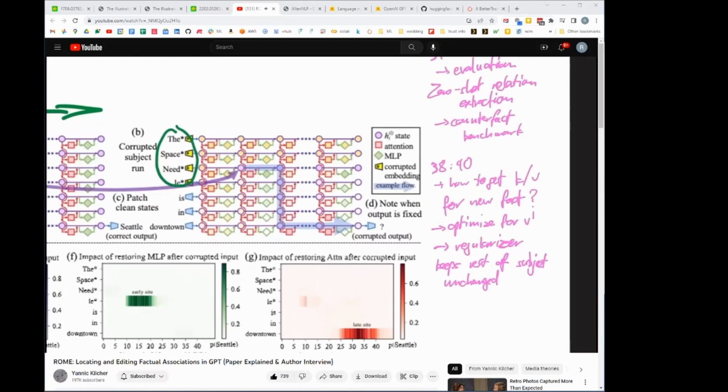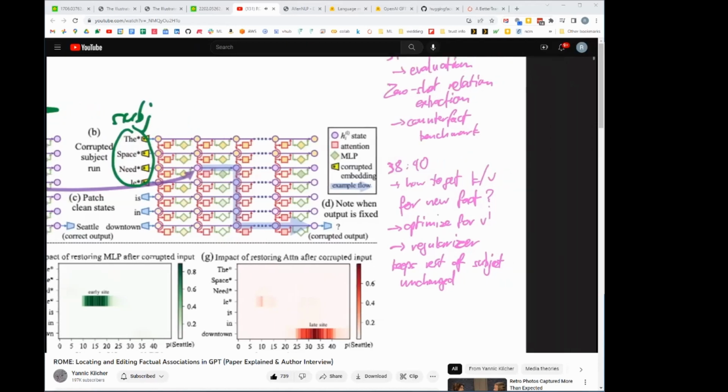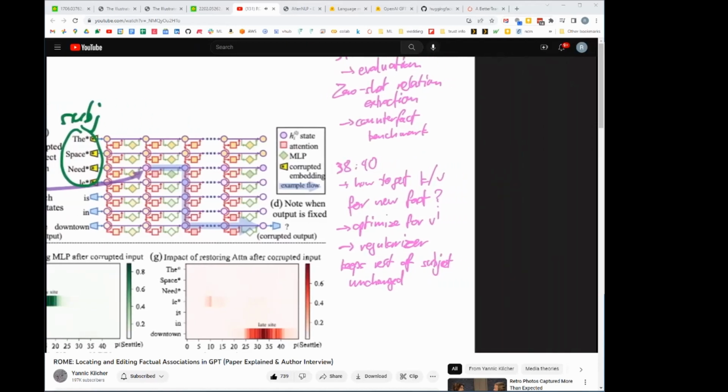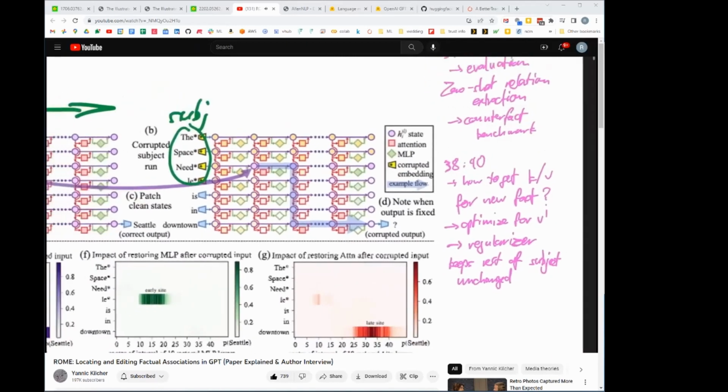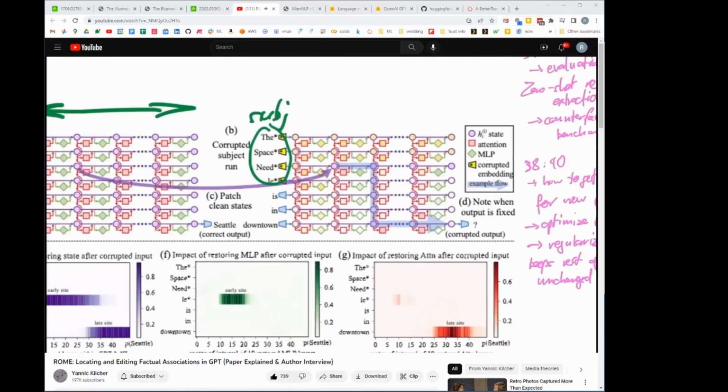And therefore, if you just let the model run, it will probably produce something else, because the subject, so this is the subject of the sentence, is completely corrupted. So this could be whatever is in downtown. And then Seattle is certainly not the first thing on the model's mind. It might be, but it's very likely not. And then what they do is really interesting.